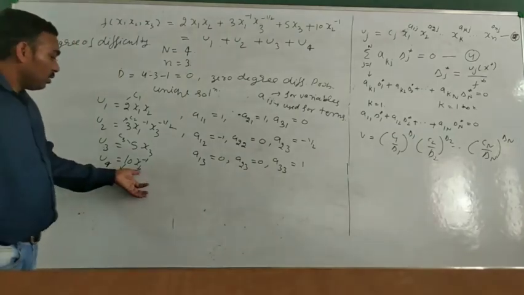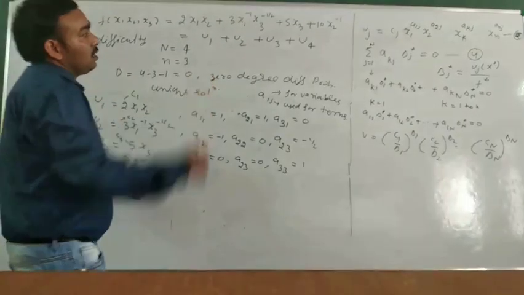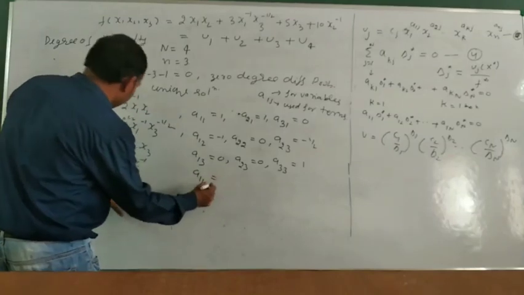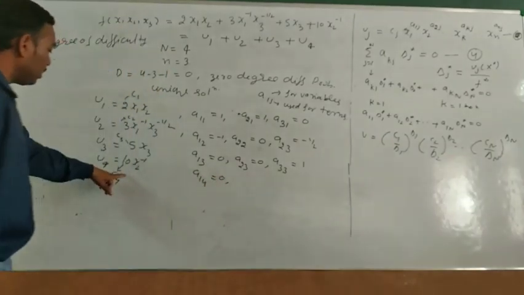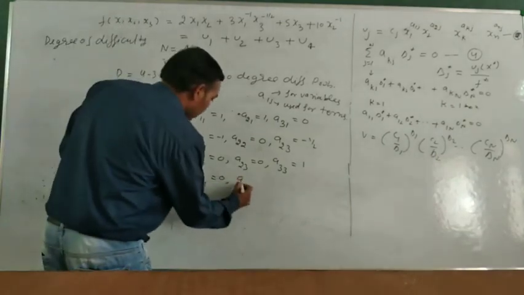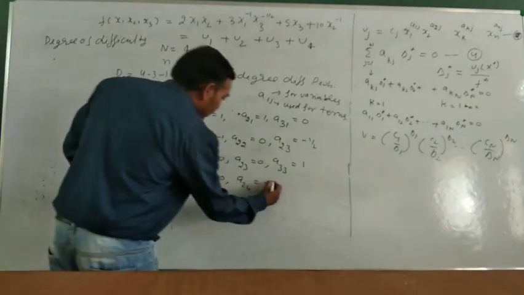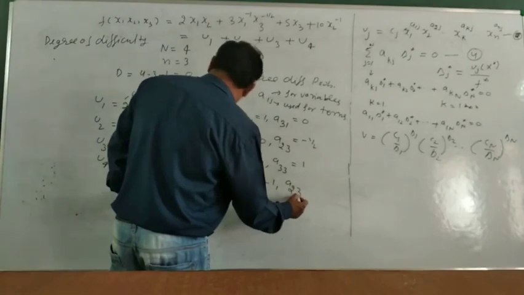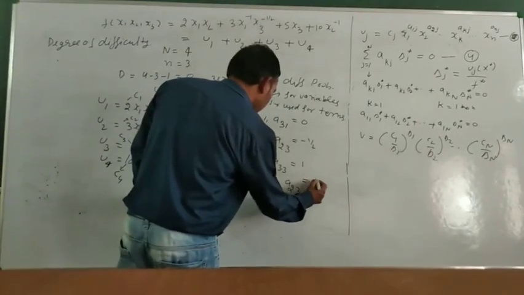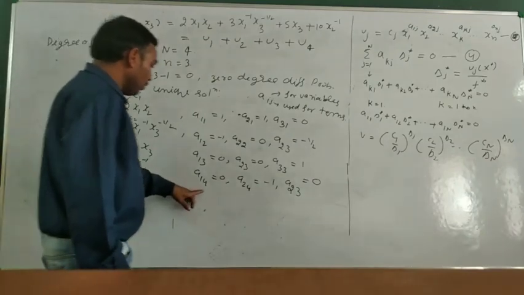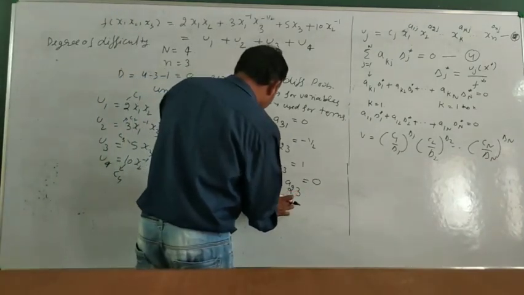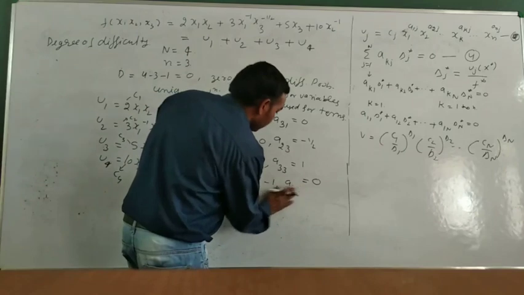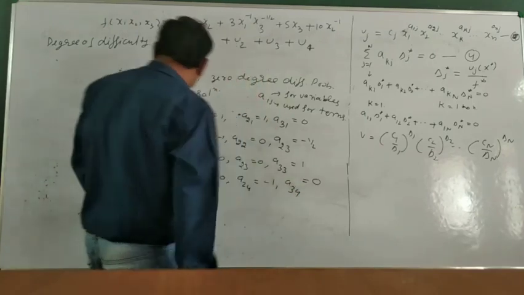Similarly, the fourth term is x2 to the power minus 1, so j equal to 4. a14 equal to 0, since there is no term of x1, a24 equal to minus 1, and a34 equal to 0.